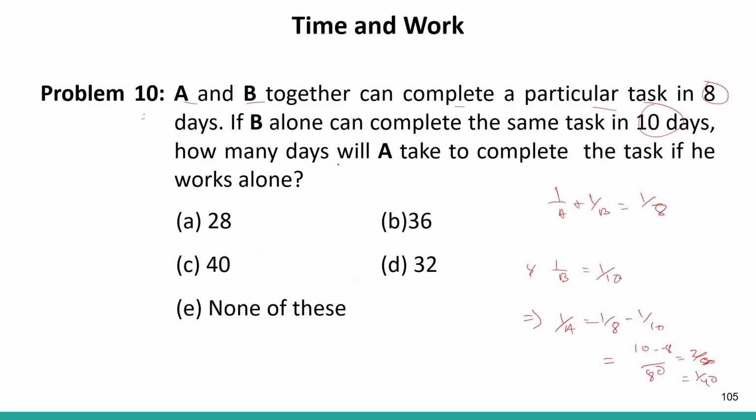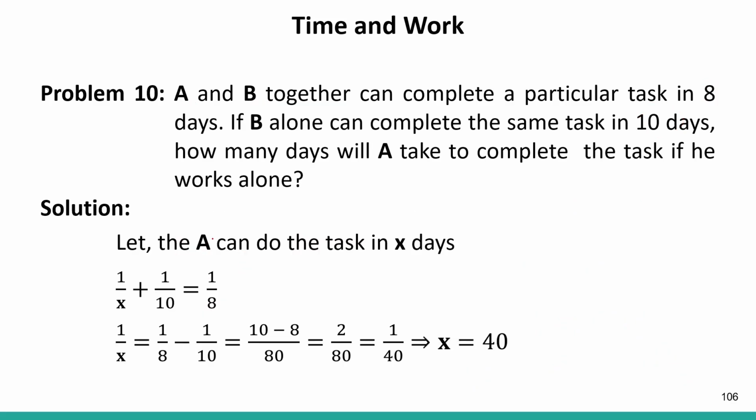So how many days will it take for A to complete the task if he works alone? So 1 by A is the given. So A will be what? 1 by A is equal to 1 by 40. Okay. So A can complete the task if he works alone, and it will take him 40 days. So this is the only correct one. Okay. Options B, D, E and A are all wrong ones.